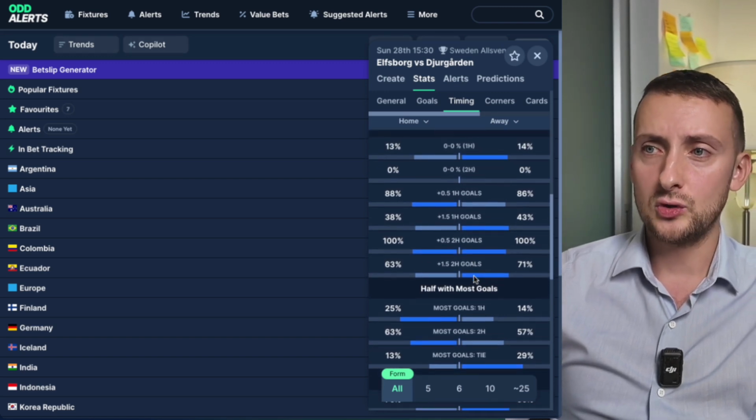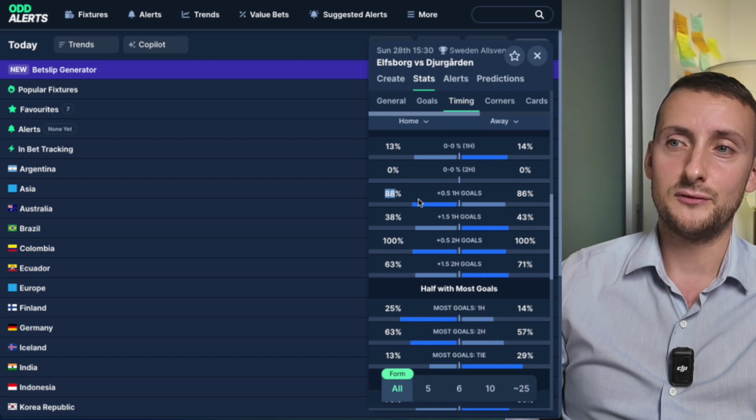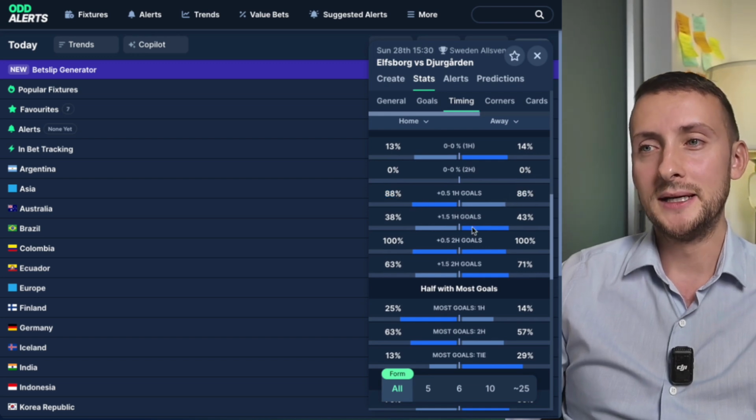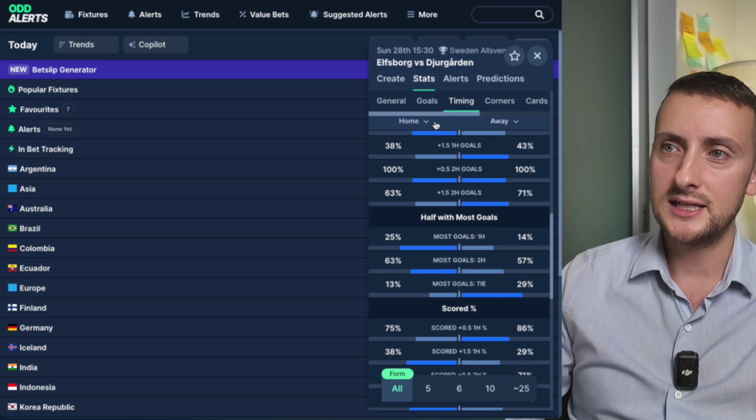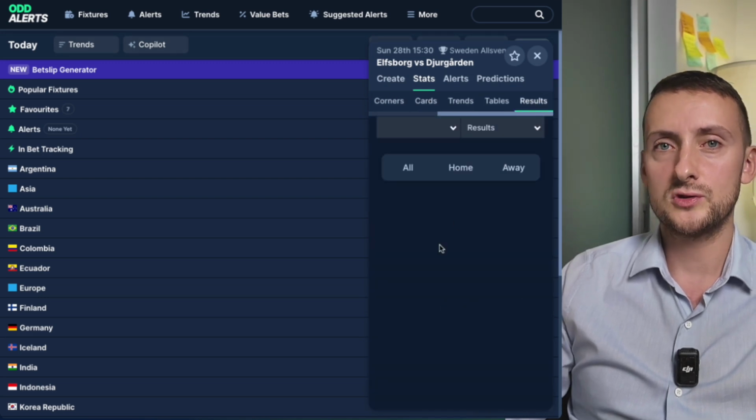As you can see, yeah, a goal scored in both halves, but also 88% for the first half and 86%. So it's always a tricky one in terms of that first half goal. It's so common in these two teams, but they are usually the ones scoring.